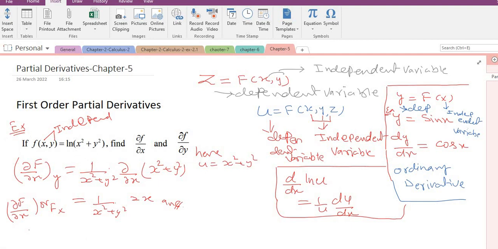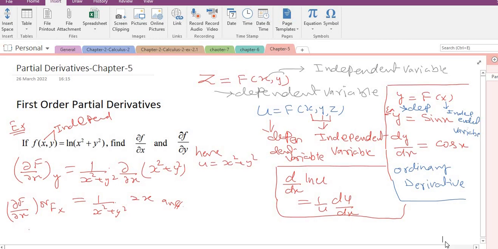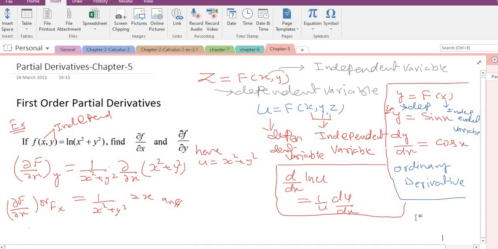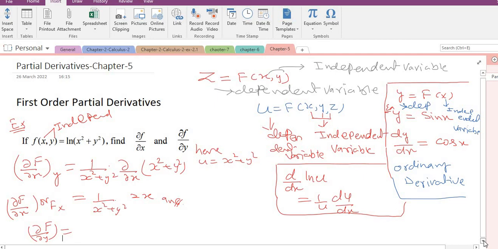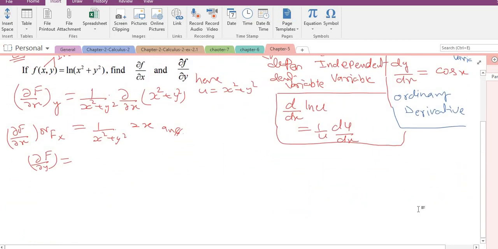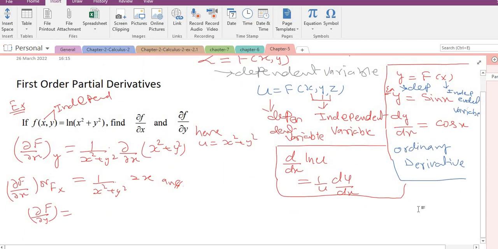Now we can find the next derivative, that means del f del y. Del f del y is equal to, just differentiate with respect to y of this function.